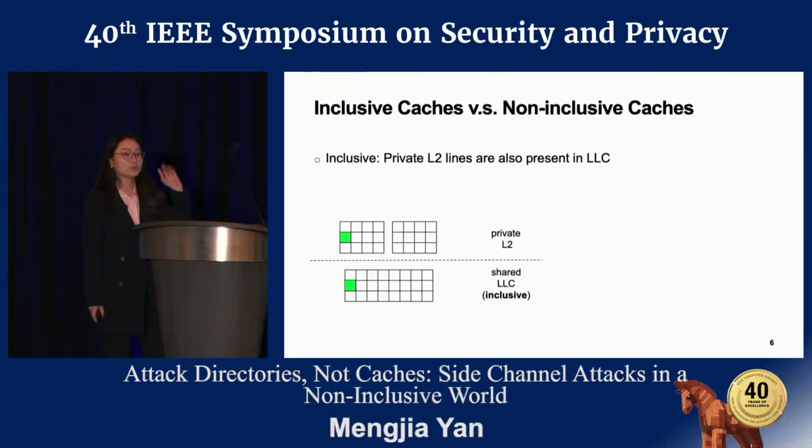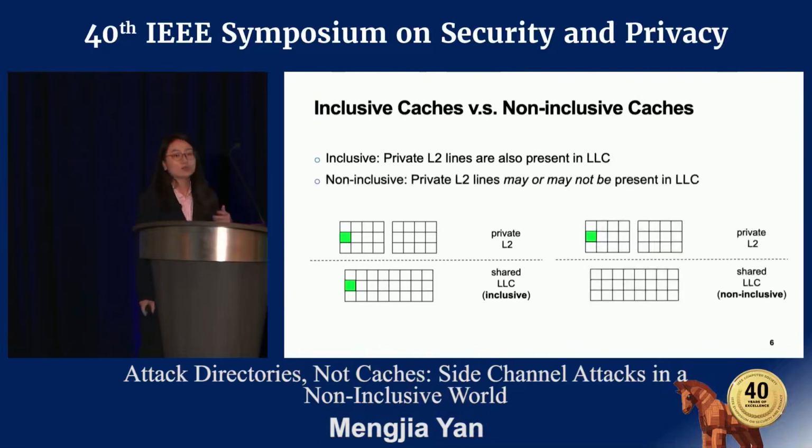This happens to all the L2 lines. So here, the LLC is inclusive of the L2. It is the superset of the L2 lines. In a non-inclusive cache, this may not be the case. Basically, a private L2 line may or may not be duplicated in the LLC. According to our evaluation, we find that all exclusive lines, meaning lines that are not shared, will never be duplicated in the LLC. Attacks will be very different on these two types of cache hierarchies.